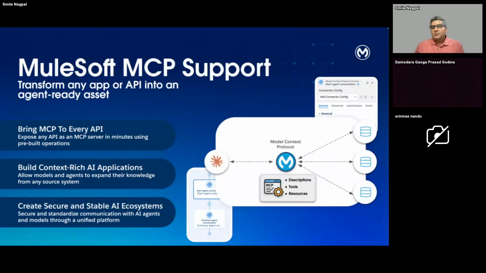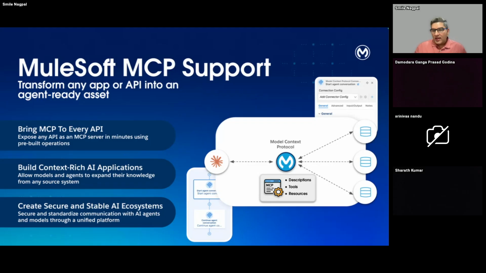And this is where MCP support or the MCP connector comes in to answer this challenge. Our value proposition is quite simple. Transform any API or any app that you have into an agent-ready asset. Bring MCP to every API. With MuleSoft MCP Connector, you can expose any API as an MCP server in minutes using pre-built operations, whether it's a REST, SOAP, server, database, SaaS application. If MuleSoft can connect to it, then you can turn it into an MCP server.